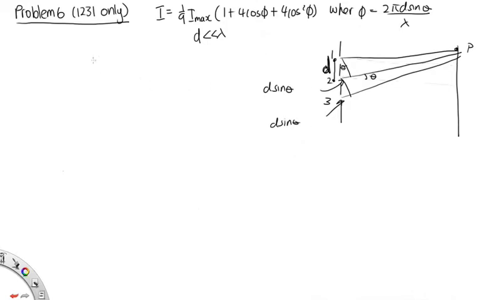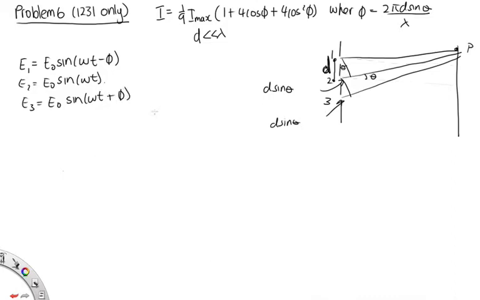Now we can write an expression for the electric field arriving at point P due to each of these different slits. So we've got that the light through slit 1 is given by E naught sine omega t minus phi, and then E2 is equal to E naught sine omega t, and E3 is equal to E naught sine omega t plus phi. Now phi is dependent upon the path difference between these 3 parts.